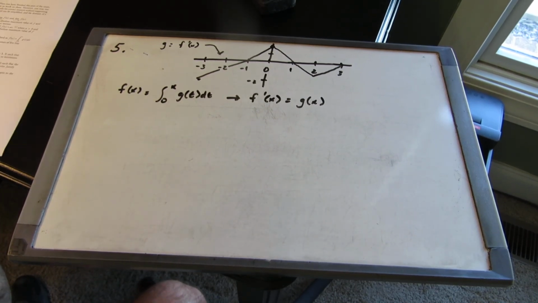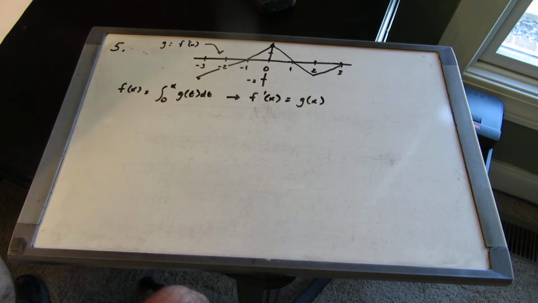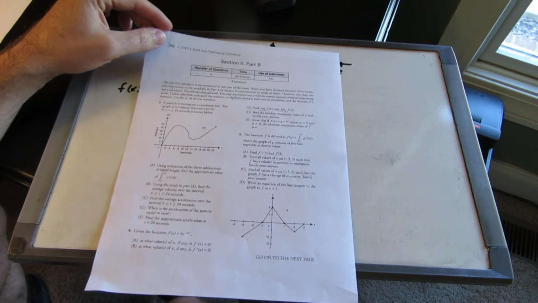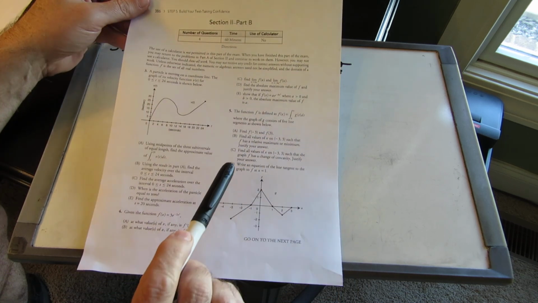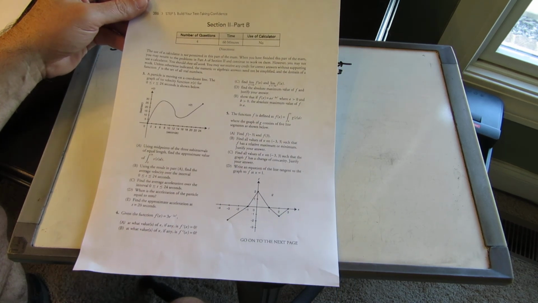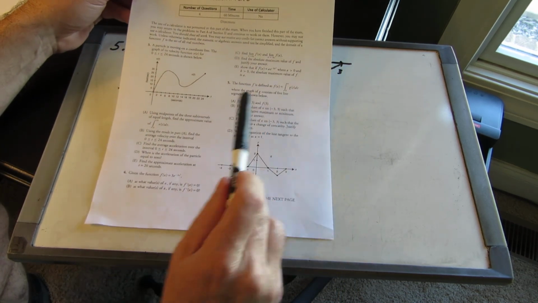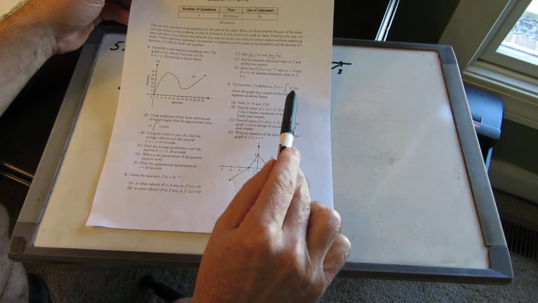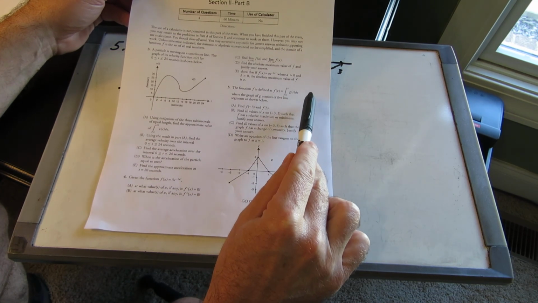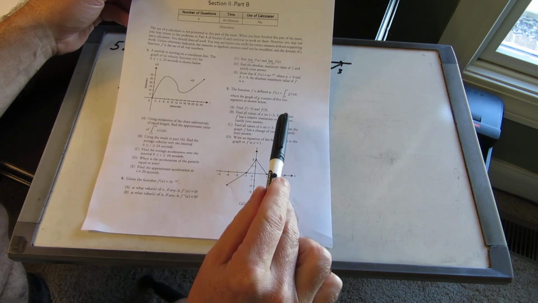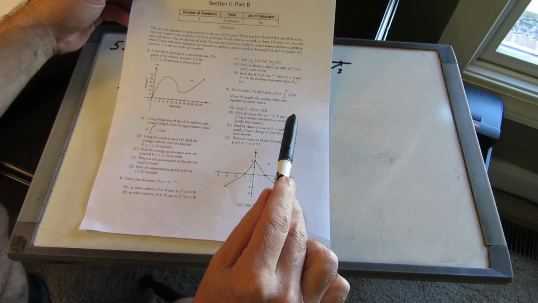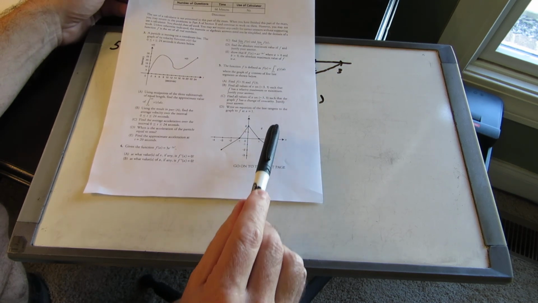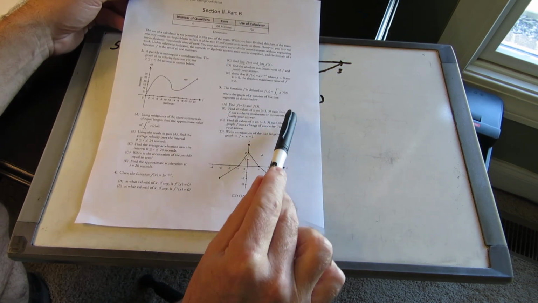We're still on Practice Exam 2, Section 2, Part B, and this video will cover number 5. Looking at number 5, it says that f of x is equal to the integral from 0 to x of g of t dt. Anytime you see that, all it's saying is that the graph of g, which is down here, is also a graph of f prime.